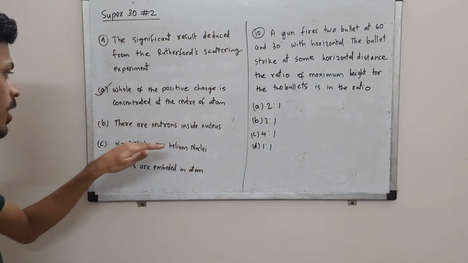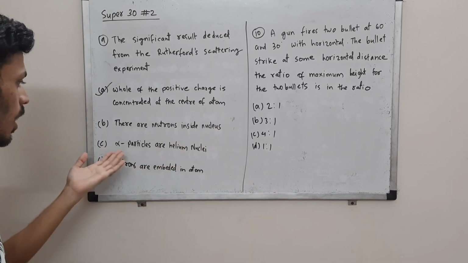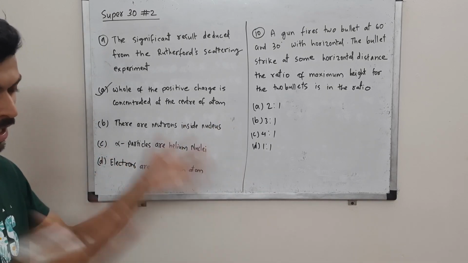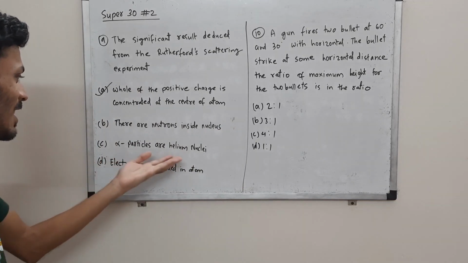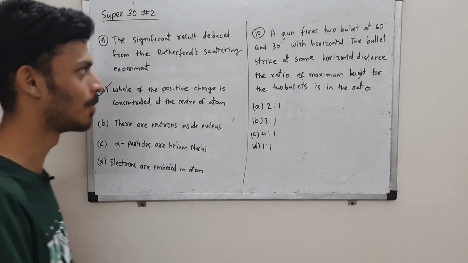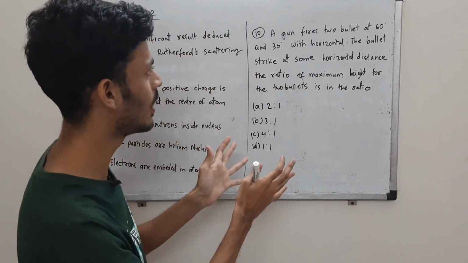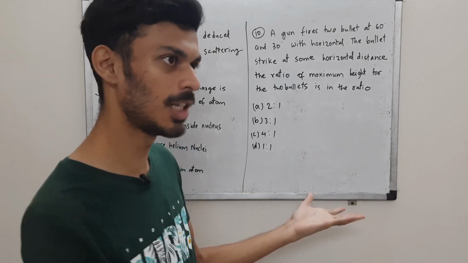If you see, the other options are very dumb. Neutrons were not a discovery of Rutherford. Alpha particles are helium nuclei, that was a fact, not a discovery of Rutherford. And electrons embedded, that is something Thomson proposed. So option A is the correct choice over here. Let's come to this one. This is a question based on motion in 2 dimensions.